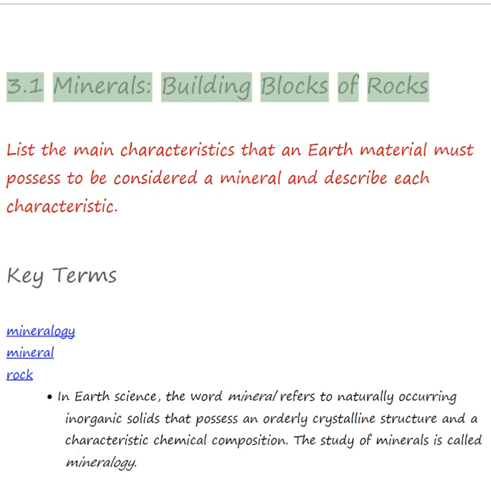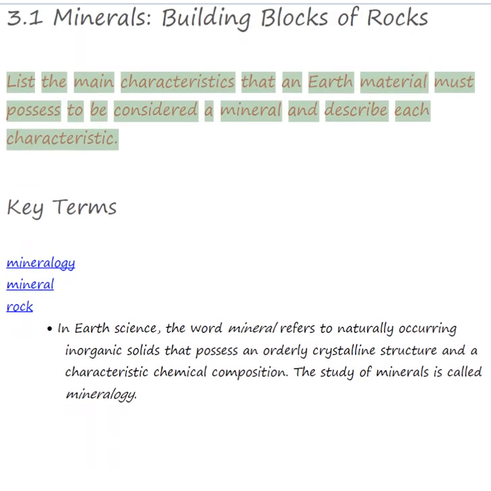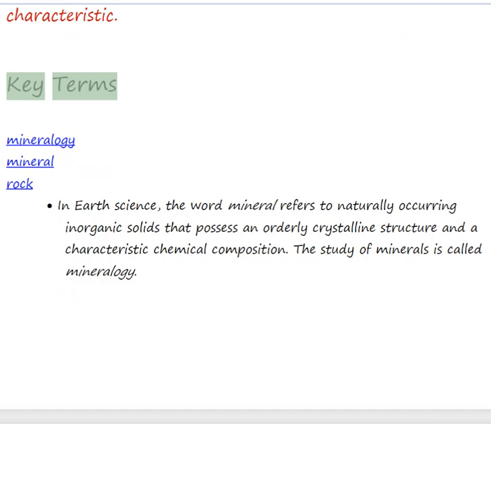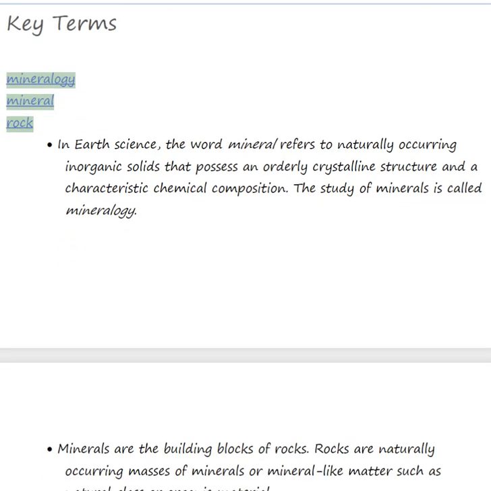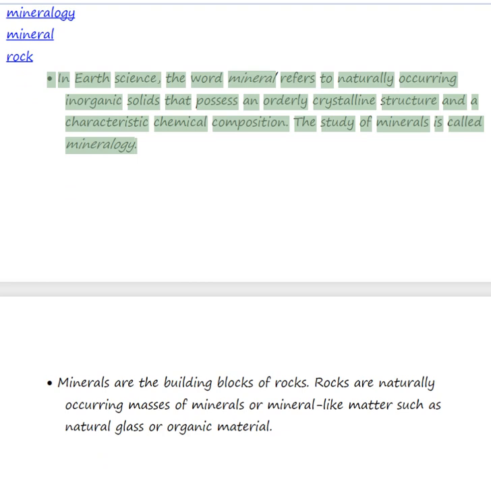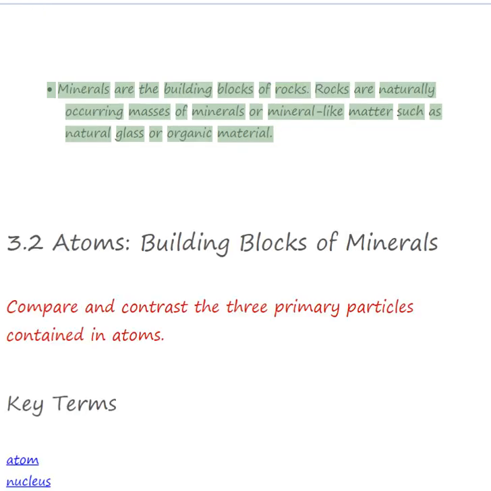3.1 Minerals, building blocks of rocks. List the main characteristics that an earth material must possess to be considered a mineral and describe each characteristic. Key terms: mineralogy, mineral, rock. In earth science, the word mineral refers to naturally occurring inorganic solids that possess an orderly crystalline structure and a characteristic chemical composition. The study of minerals is called mineralogy. Minerals are the building blocks of rocks. Rocks are naturally occurring masses of minerals or mineral-like matter such as natural glass or organic material.